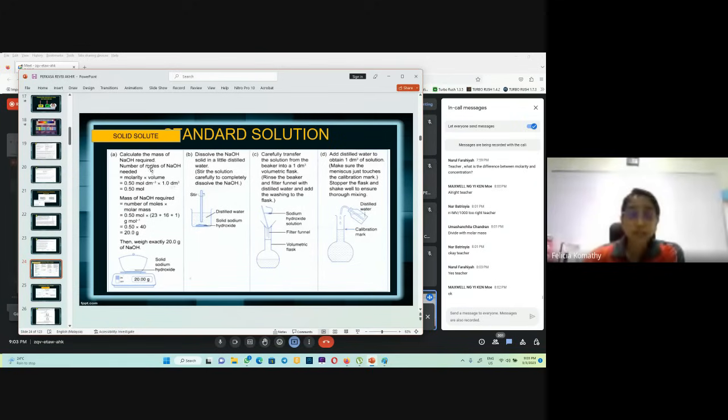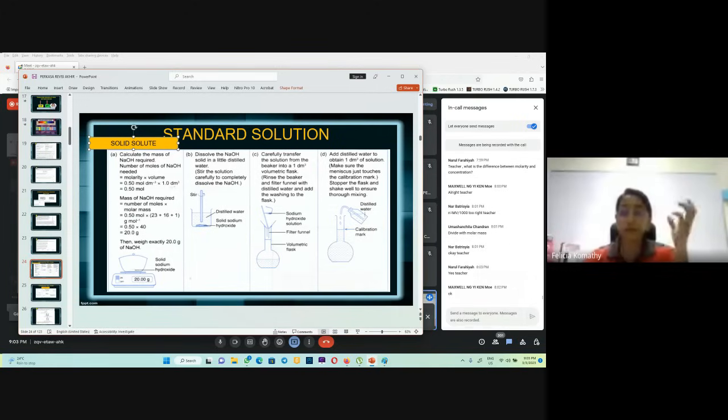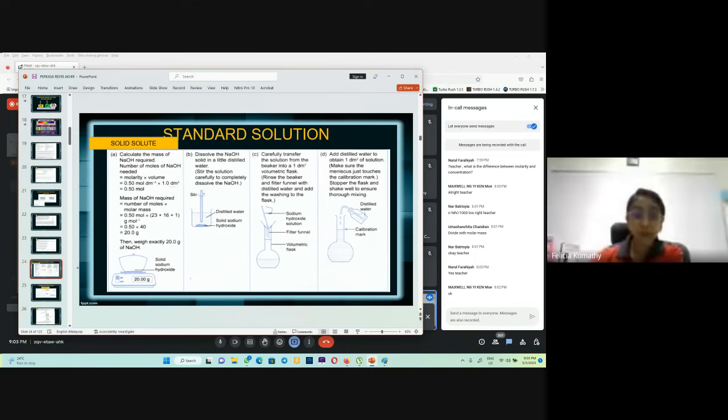Okay, standard solution, there are two ways of preparation. One, we prepare from the solute, that means from the solid, you prepare the solution. Another is from the concentrated liquid, you dilute it to get another less concentrated solution. So there are two ways of preparation for standard solution. This one, please focus. This one can come out for SPM.